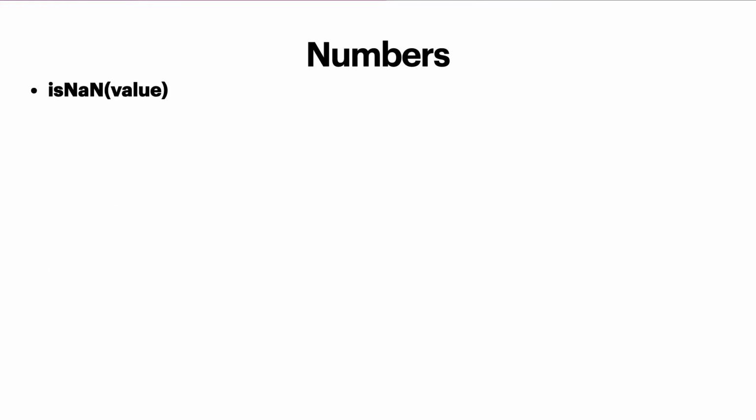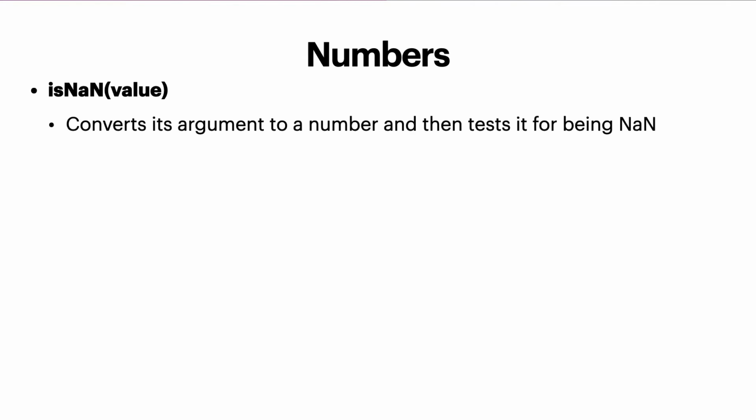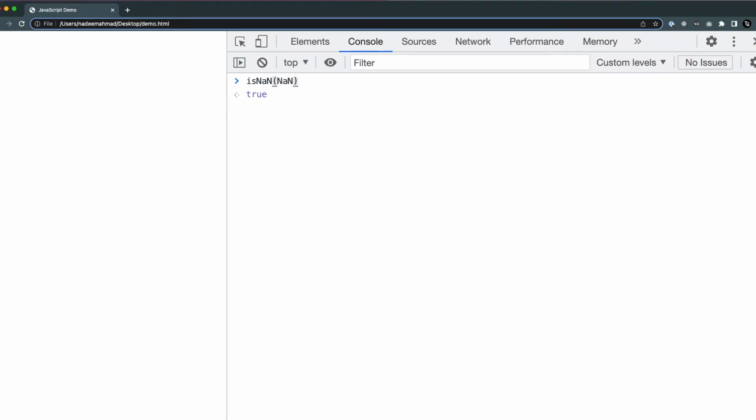The first function is called isNaN, which we can describe as is not a number, and then we pass a value as an argument. It basically converts the argument to a number and then tests it for being not a number. We can call it like this, and you can see by passing NaN, we're getting true. But do we need this function? Can't we just use the comparison operator instead of this? Sorry, but the answer is no. The value NaN is unique in that it does not equal anything, including itself. Let's say we add a comparison between these two NaNs, then we are getting false.